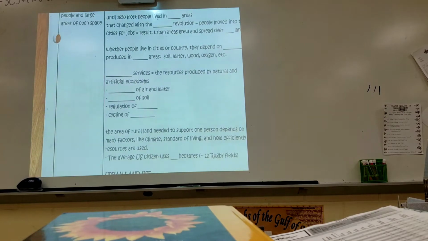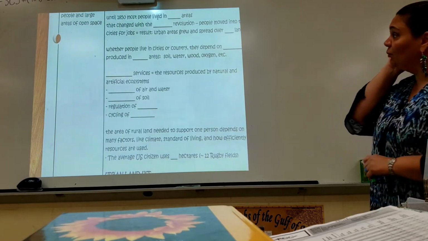Okay, until the 1850s, most people lived in very rural areas.